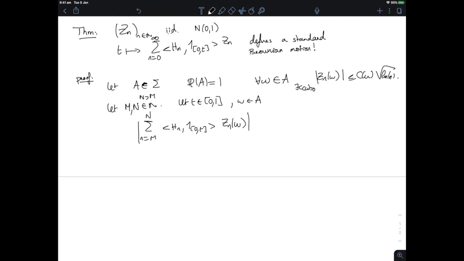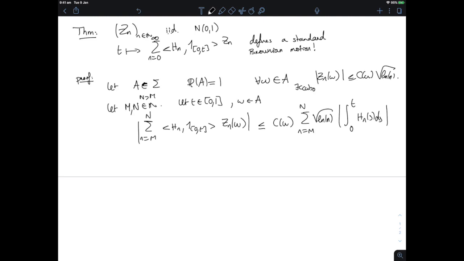So I'm going to have the fact that for every omega in A, I have a uniform Cauchy sequence, uniform in t. So I'm going to have convergence in the space of continuous functions of the variable t. That's what I'm shooting for. So I need to show that this is small as capital M and capital N go to infinity. Now, okay, this is certainly smaller than C of omega times the sum n equals M to capital N of square root of log of n, and then I'm integrating from 0 to t H_n of s ds.